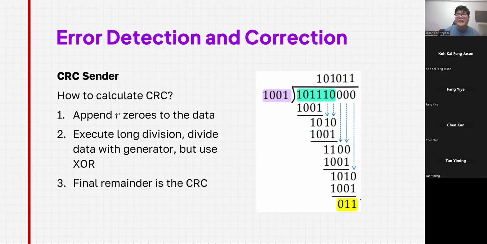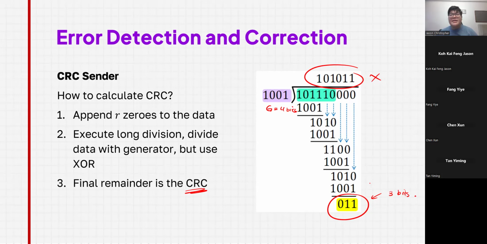It is important to note here that for CRC, the quotient does not matter. What we are concerned with is just the remainder. The remainder here, your 011, is the CRC value. I hope from this example you will notice that when you do division with binary values, if your generator has 4 bits, then automatically the remainder would be just 3 bits. So the remainder is always the number of bits in the generator minus 1. Okay, so that is the sender side of CRC.